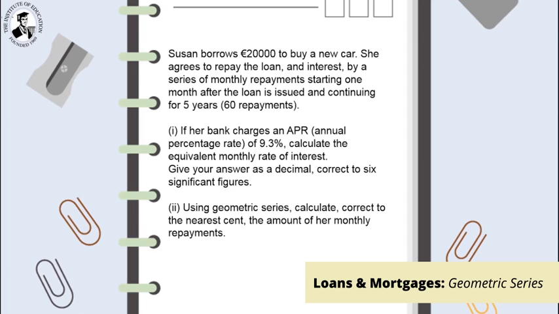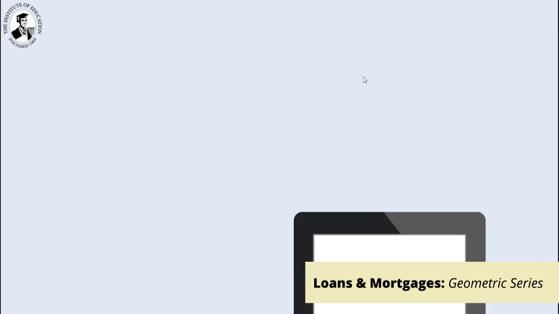She agrees to repay the loan and interest by a series of monthly repayments starting 1 month after the loan is issued and continuing for 5 years, in other words 60 repayments. If her bank charges an APR, annual percentage rate, of 9.3%, calculate the equivalent monthly rate of interest. Give your answer as a decimal, correct to 6 significant figures. Then, using geometric series, calculate, correct to the nearest cent, the amount of her monthly repayments.